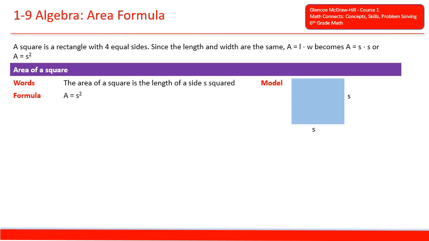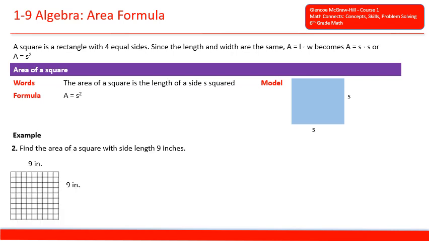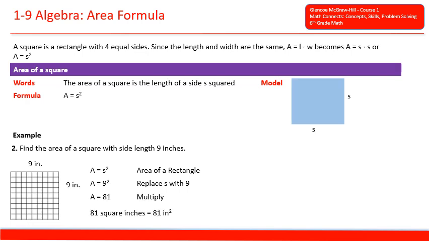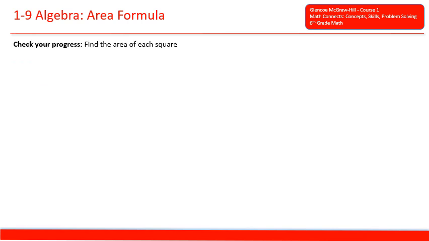Model: if we have a square with equal sides, you notice that all the sides are labeled S. Example: find the area of a square with side lengths of 9 inches. So 9 inches by 9 inches. And if we do area equals S squared, or side squared, replace S with 9, and we know the square of 9 is 81. 81 square inches.